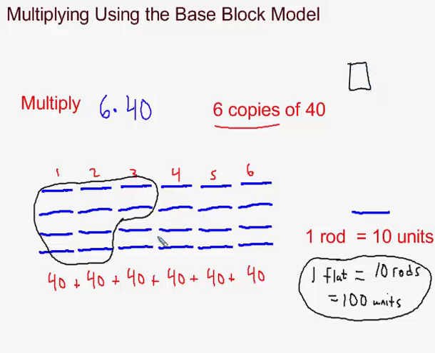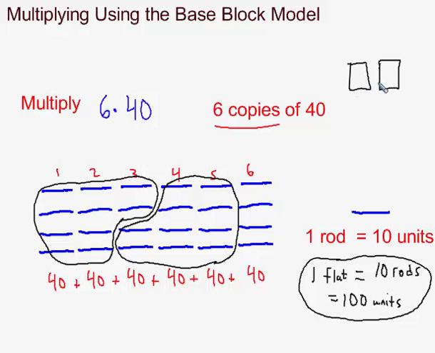And then another grouping of 10 would be 1, 2, 3, 4, 5, 6, 7, 8, 9, 10. So all of these rods, 10 of them, would be 100 units. If you want, you could draw a second flat. Not very visually appealing, but again, trying to emulate what you could do with just paper and pencil.